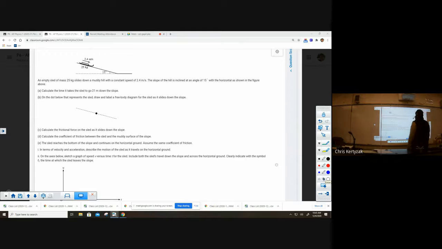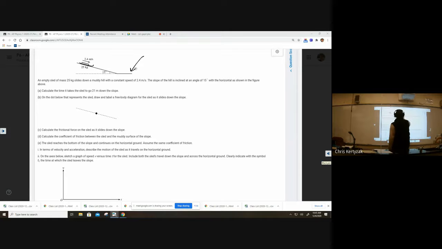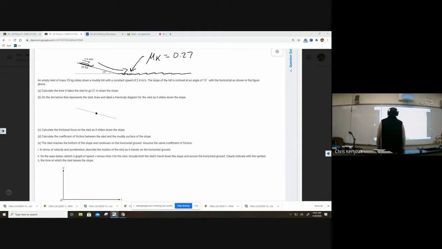So then they're saying, describe the motion once it hits the bottom, assuming that the coefficient over here is whatever, I think it was 0.27. It doesn't matter what the number is, but just knowing that there's friction here, and this thing comes down this ramp, what would the motion be like once it hits this flat frictional surface? That's what they've asked. Sled reaches the bottom of the slope, continues on the horizontal ground. Assume the same coefficient of friction. In terms of velocity and acceleration, describe the motion.